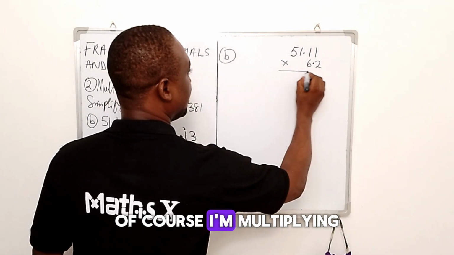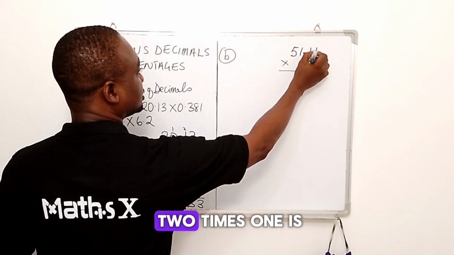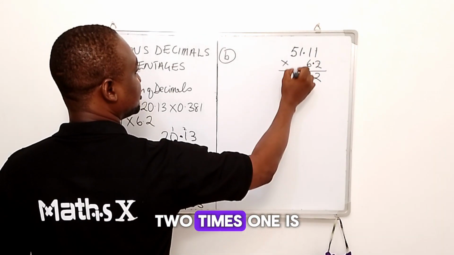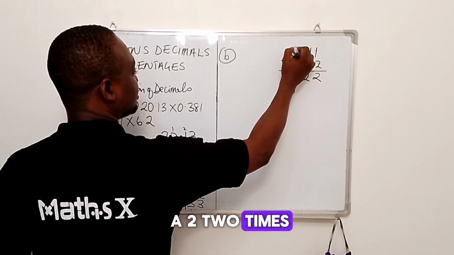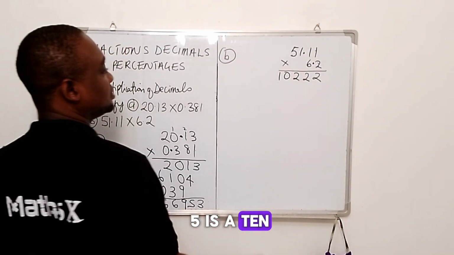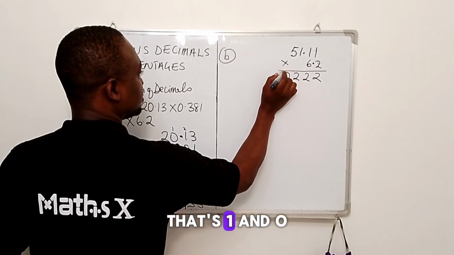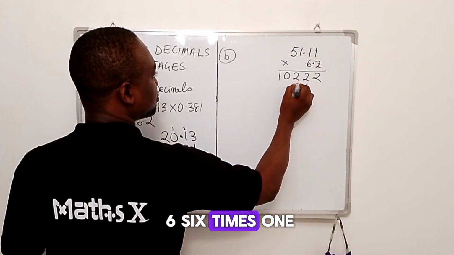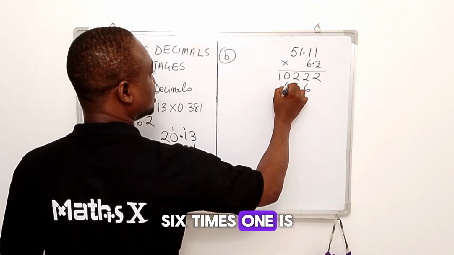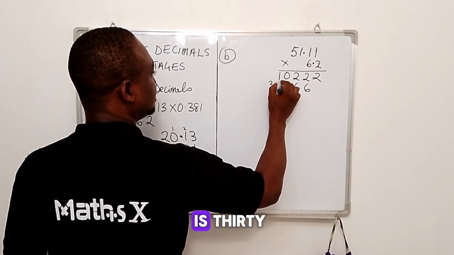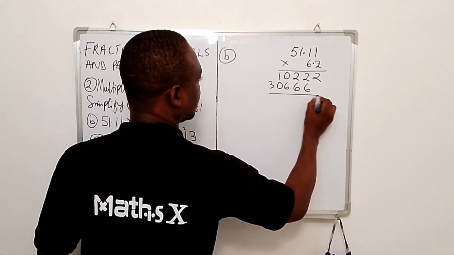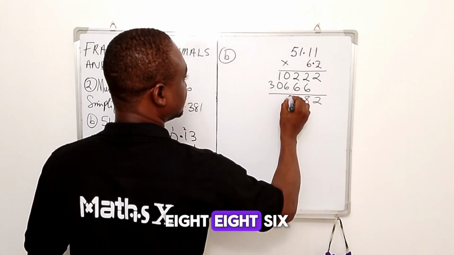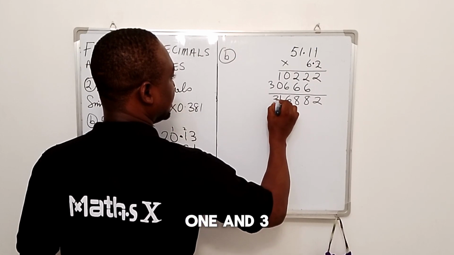Of course, I'm multiplying. 2 times 1 is a 2. 2 times 1, another 2. 2 times 1 is a 2. 2 times 5 is a 10. That's 1 and 0. 6 times 1 is 6. 6 times 1 is 6. 6 times 1 is 6. 6 times 5 is a 30. So we have 2, 8, 8, 6, 1, and 3.